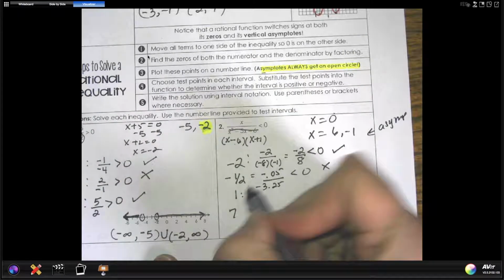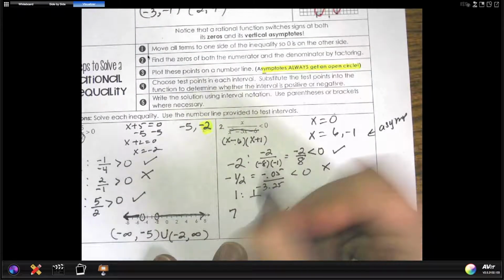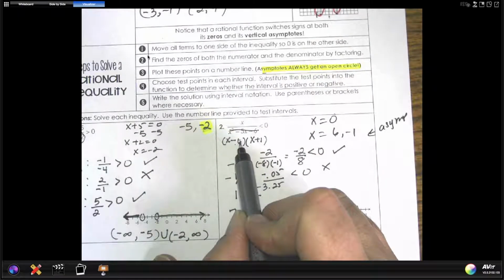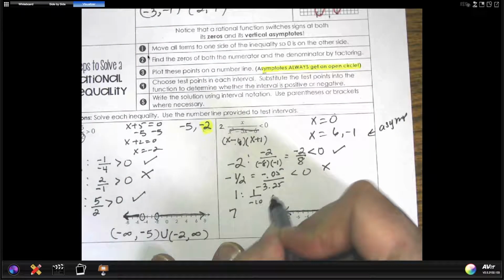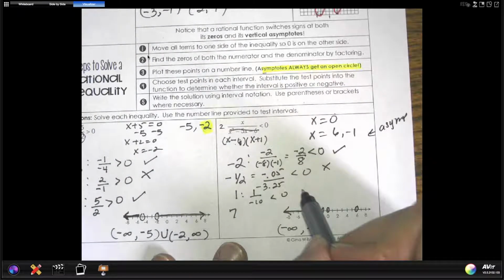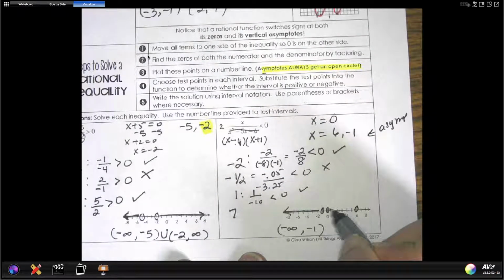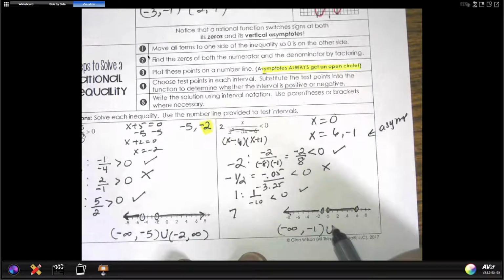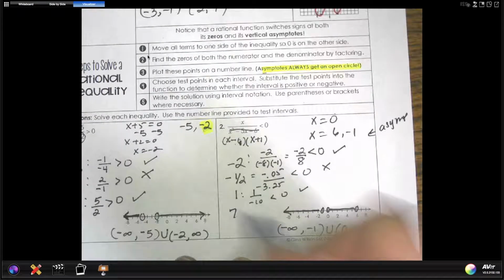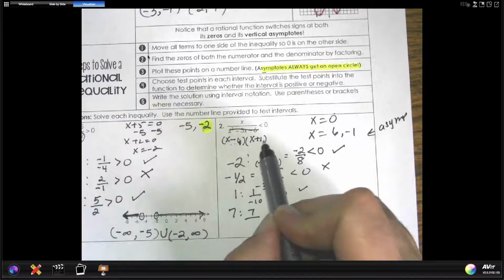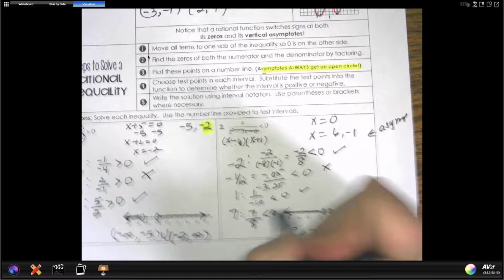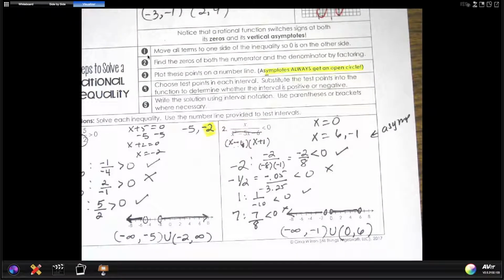Now let's plug in 1. So 1 on the top. At the bottom, 1 minus 6 is negative 5. 1 plus 1 is 2. Negative 5 times 2 gives you negative 10. That is less than 0 because it's negative. So now it's union, 0 to 6. And now we're going to test 7. So 7 on the top, 7 minus 6 is 1, times 7 plus 1 is 8. That's 7/8. That is not less than 0. So we are done.